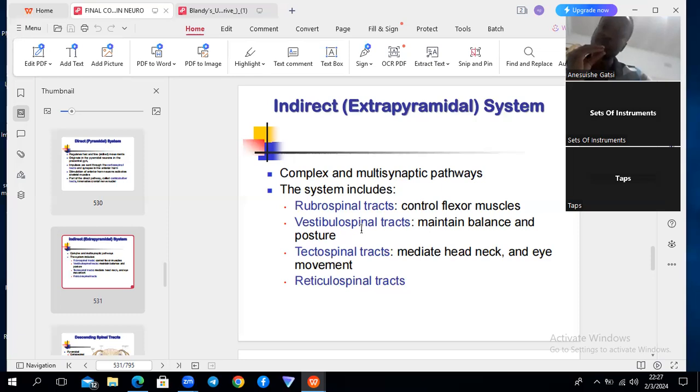Then tectospinal. My bad, you haven't done the brainstem. So tectospinal comes from what we call the tectum, the midbrain. Right? So here's what I want you guys to remember. When you eventually do the midbrain, I want you to look up the tectum as well as the corpora quadrigemina, or basically what we call the colliculi. So one of them is for light, one of them is for sound.